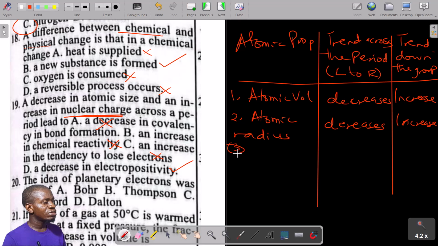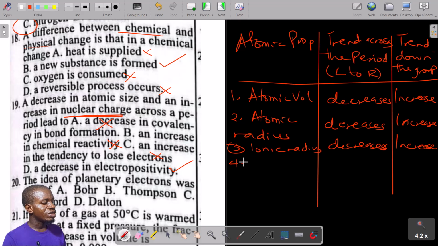The next one is what we call ionic radius. What happens to ionic radius now? Ionic radius does one thing, which is what? It also decreases across the period, and it also increases down the group.